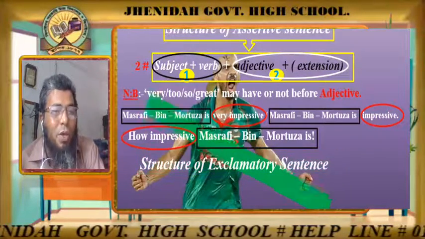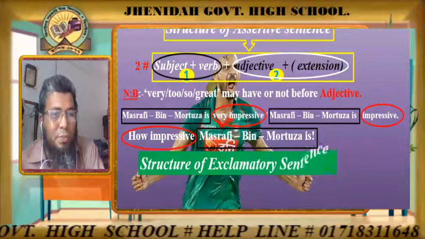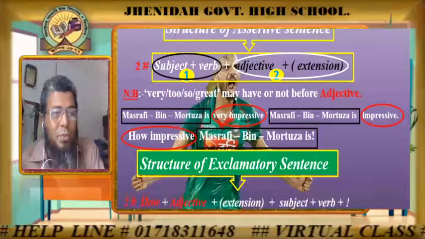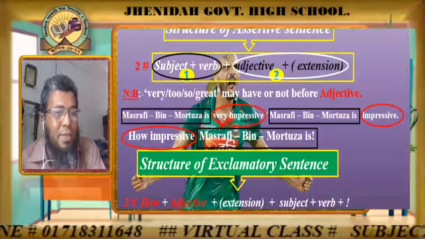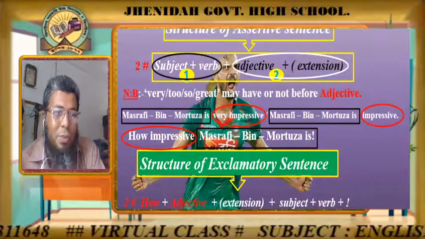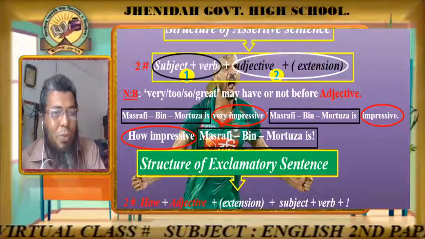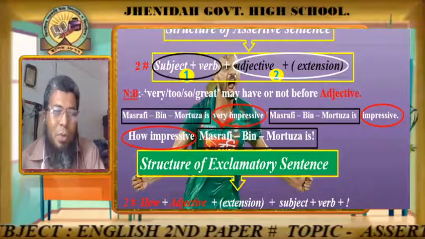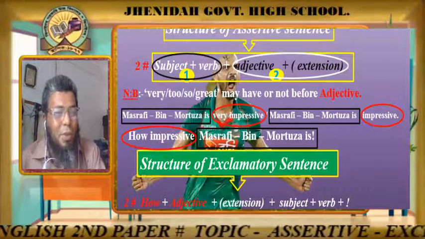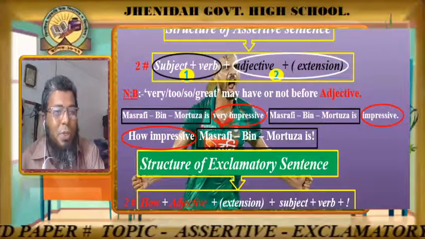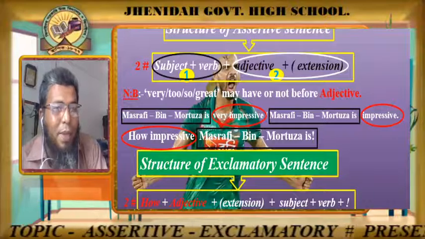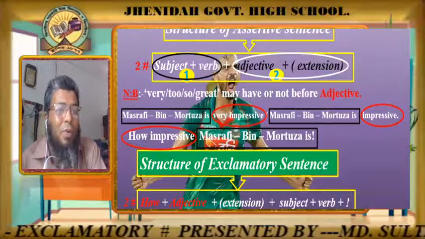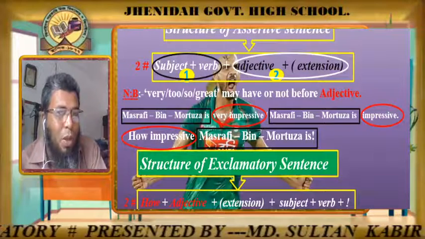Okay, now look at the structure of exclamatory sentence. How plus adjective plus extension. That means আমরা এখানে how লিখবো, তারপর adjectiveটা লিখবো, তারপর extension যদি থাকে অর্থাৎ adjective পরে যদি কিছু থাকে সেটা লিখবো, তারপর সাবজেক্ট, তারপর ভার্বটা ফার্স্ট পোর্শন, শেষে বিশেষণটা চিহ্ন.